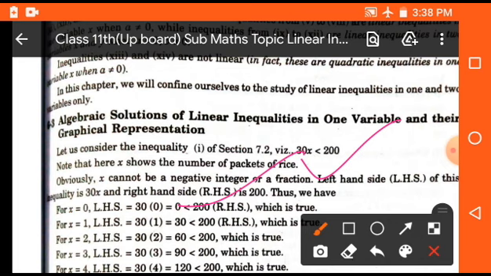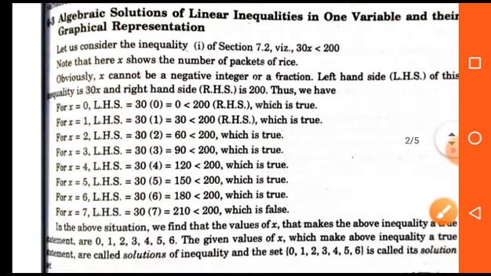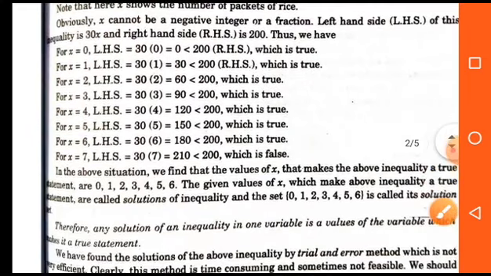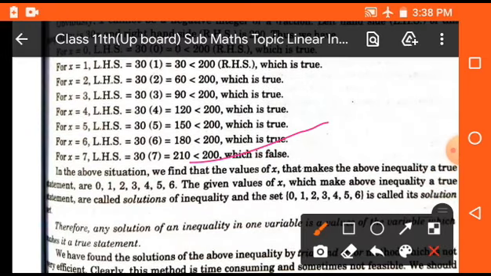But when we put x equal to 7, here we see that 210 is not less than 200. So it is a false statement. It means that x equal to 7 is not a solution of the given linear inequality. So those values which satisfy the linear inequality are called the solution set of the linear inequality. Clear?